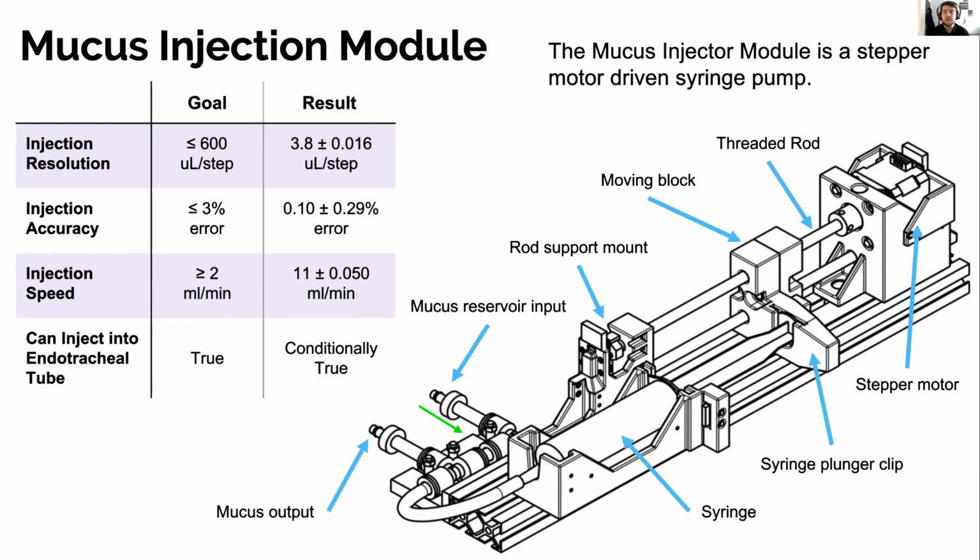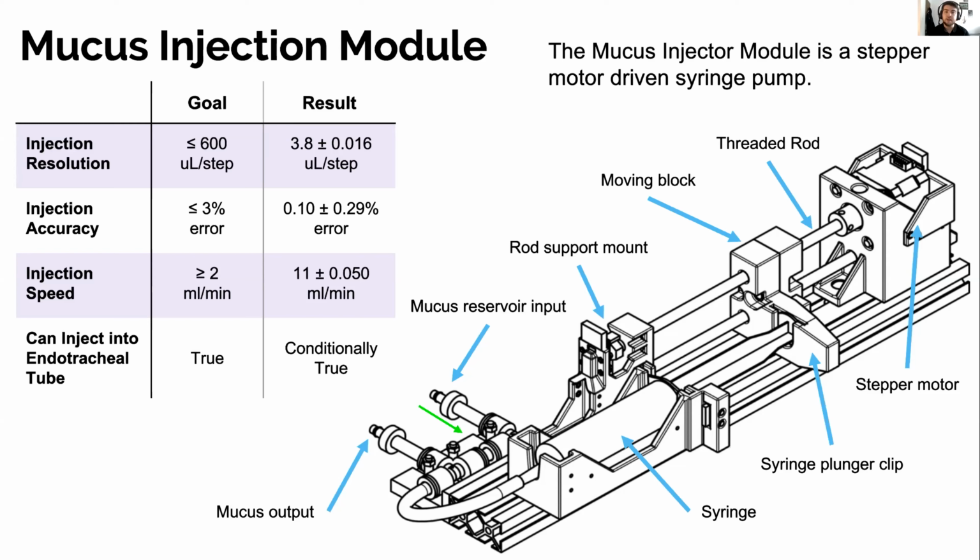The MIM must meet 4 requirements. It must first be high resolution. This means the Googun must be able to inject at most 600 microliters per step of the stepper motor. Our final design has a resolution of about 4 microliters per step.